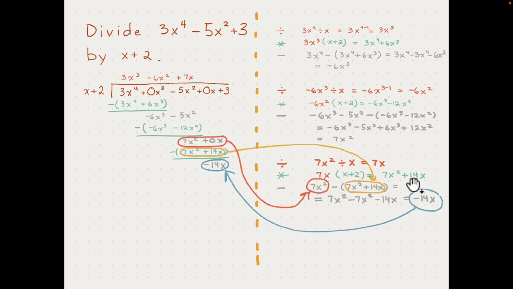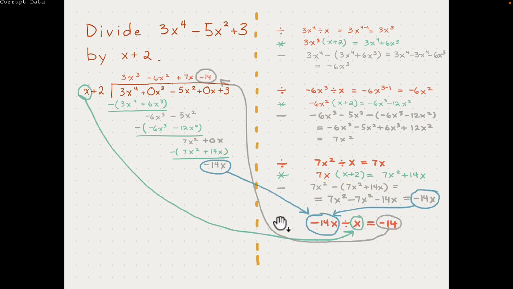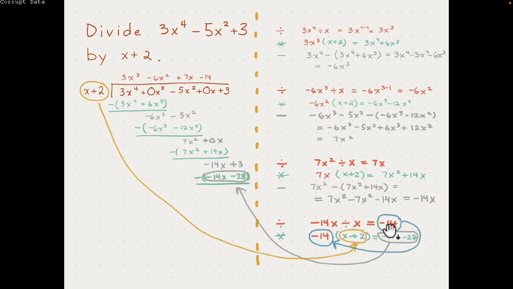Next step is subtract. So when I take these two, I didn't bother writing that 0x. So that is going to end up being a negative 14x after I distribute. And when I combine like terms, I end up with negative 14x. No x squared term anymore. Divide step. First term by first term. Negative 14x divided by x is negative 14. Multiplication. Negative 14 times x plus 2 is negative 14x minus 28.